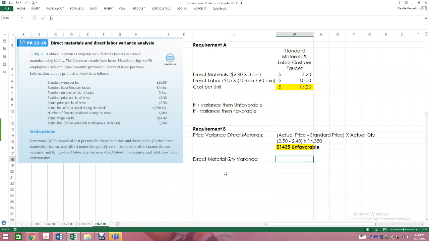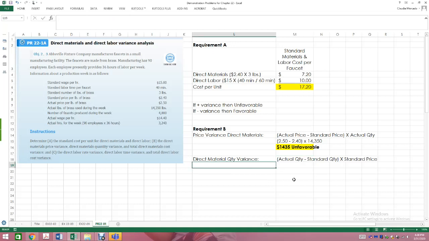For my direct materials quantity variance, I'm going to have my actual quantity minus my standard quantity, times my standard price.